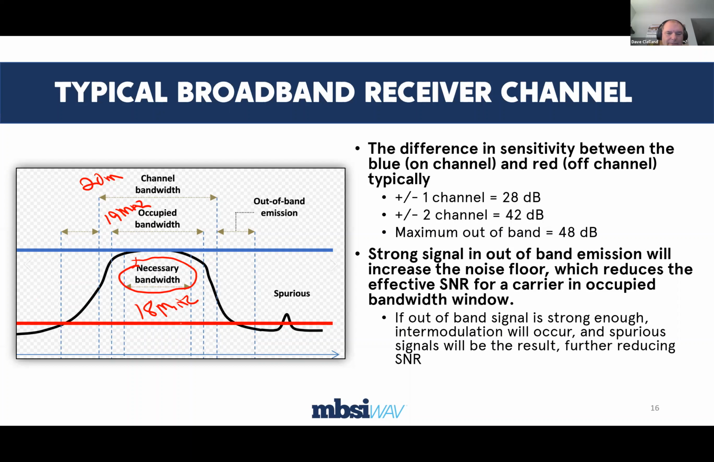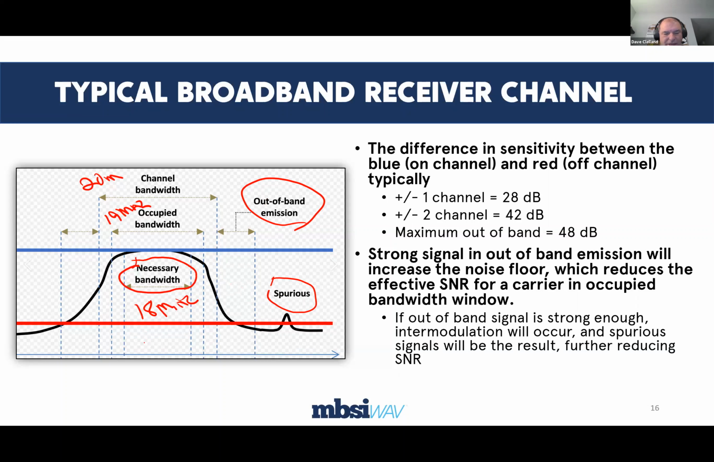We have this compromise. So we're going to transmit a necessary bandwidth. We are going to occupy a particular bandwidth, and our channel is going to be a certain width. And then outside of that, this is called out-of-band emission. The out-of-band emission, in order for equipment to be certified by Industry Canada or the FCC, has to be below a certain limit. And there's a formula for that, depending on the band, depending on the equipment. But we have energy out there.